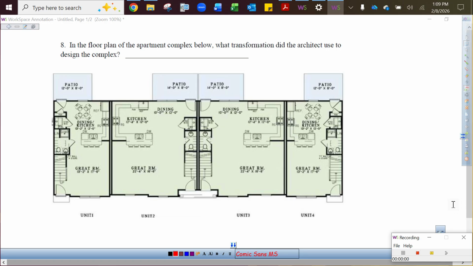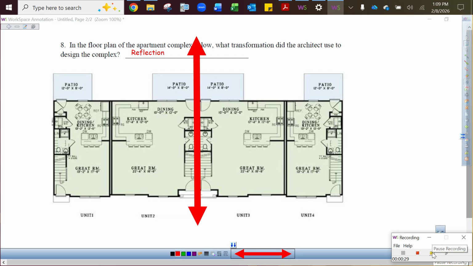And then lastly, we've got ourselves a floor plan of an apartment complex below. They say what transformation, that means like reflections, rotations, translations, or even dilations, did the architect use to design the complex? Well, can you see that there's a mirror image going right across this guy? So that would be a reflection, baby. Everything over here totally maps to this over this magical line right here. Just a beautiful reflection over the red line.